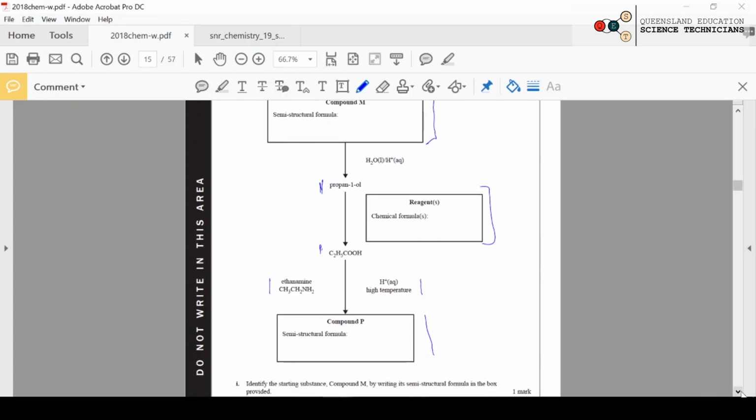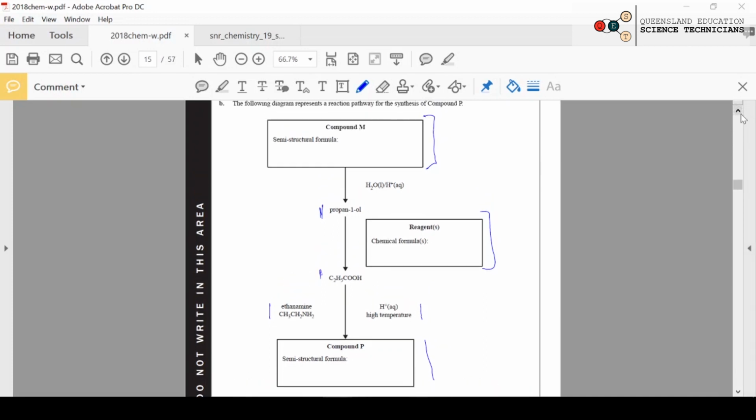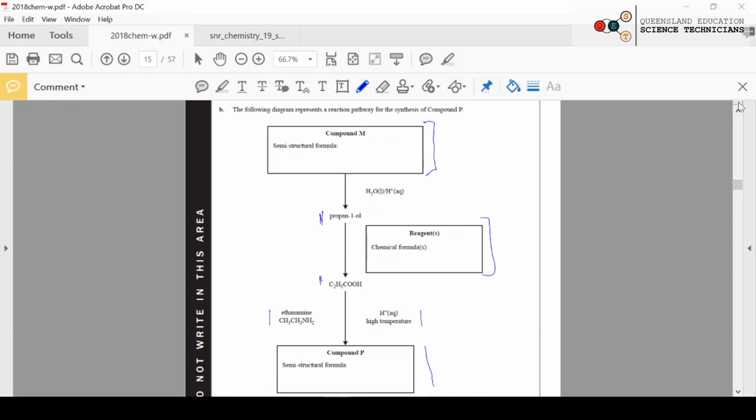The question we're asked is to identify the starting substance, compound M, by writing its semi-structural formula in the box provided. Semi-structural formula is the same as our condensed structural formula. So we need to use the clues we've been given: the product and the conditions. Alcohols can be made from haloalkanes, but also from alkenes. For haloalkanes we would need sodium hydroxide, whereas for alkenes we need water, strong acid, and heat and pressure. So it's going to be coming from an alkene.